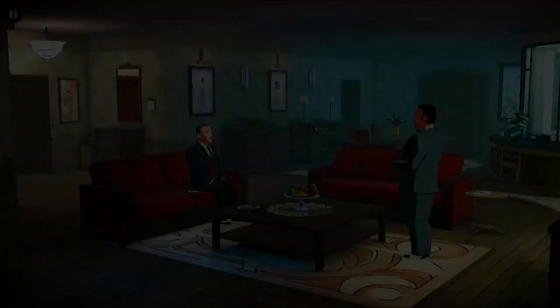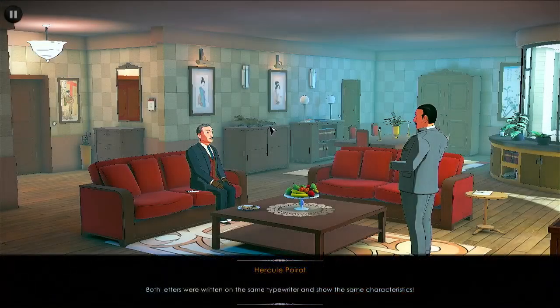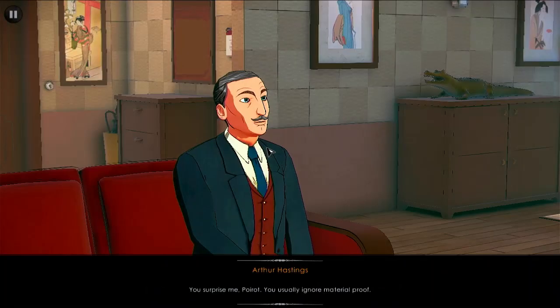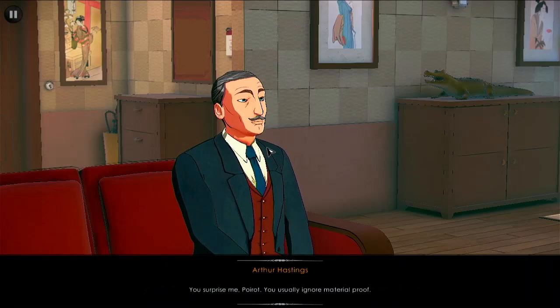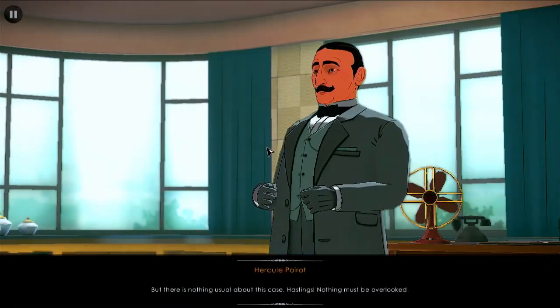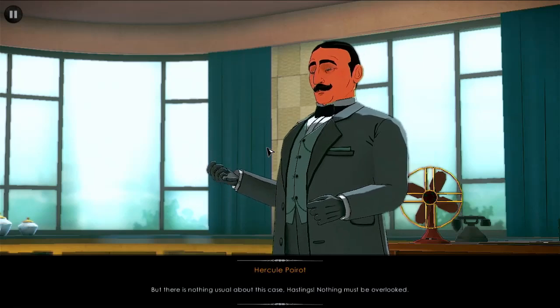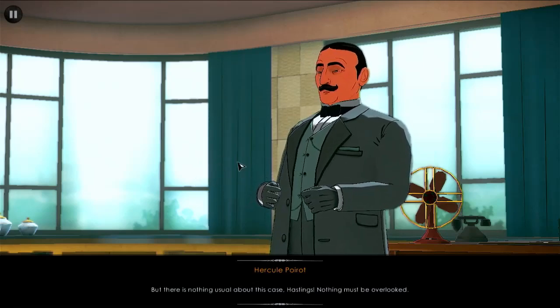Typewriter defects can be like a signature. Both letters were written on the same typewriter and show the same characteristics. You surprise me, Poirot. You usually ignore material proof. But there is nothing usual about this case, Hastings. Nothing must be overlooked.